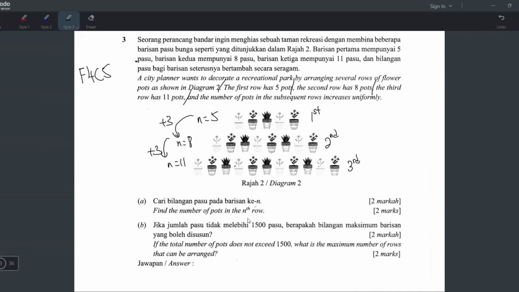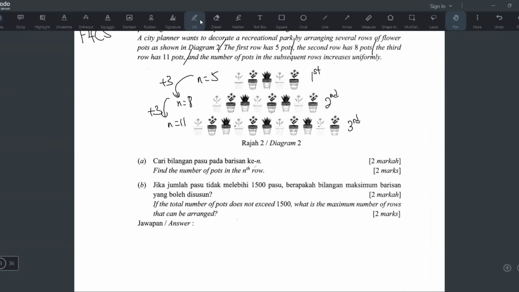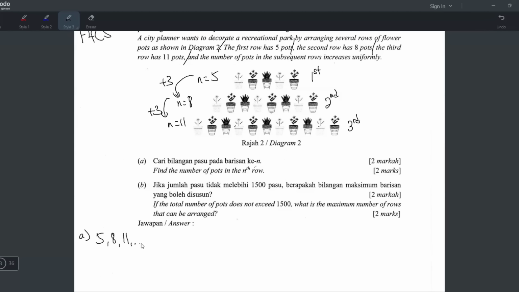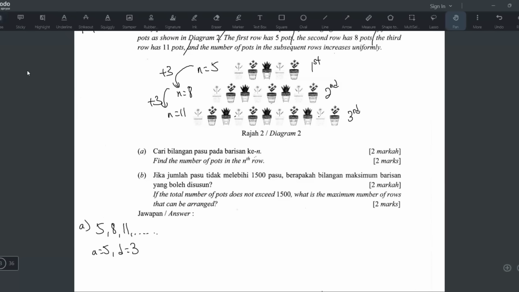Okay. So A says find the number of pots in the nth row. Just find the Tn. Okay, the first term will be 5. Second term is 8. Third term is 11. And it forms an arithmetic progression. So the a is 5. The difference d is 3. You should always write the a and d and write the progression whenever you're doing a progression question. Now you can find the Tn. Later your answer will be in terms of n, because they ask to find the nth row, so we don't have the n, so your answer will be in terms of n. But it's okay because we have the a and d. The formula for Tn is a plus (n minus 1)d.